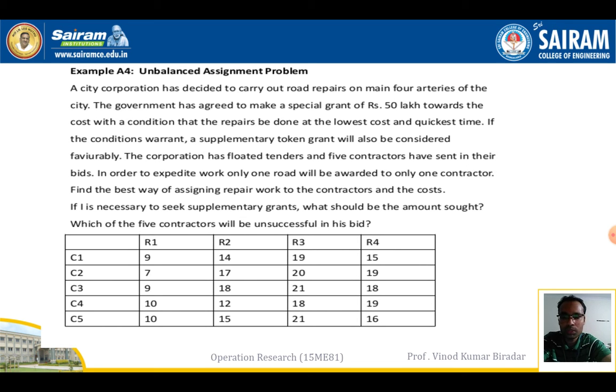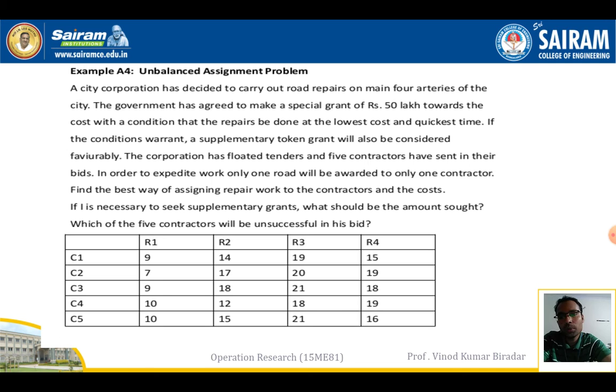Here, just observe in the box, the corporation has five different places, that is, five departments, and there are four roads. If you want to solve any assignment problem, both should be equal: the number of rows should equal the number of columns. In this case, columns are 1, 2, 3, 4, 5, and rows are 4, so it is a mismatch. So the given problem is unbalanced. In such an unbalanced problem, we have to make it balanced, and only then proceed to the next steps.